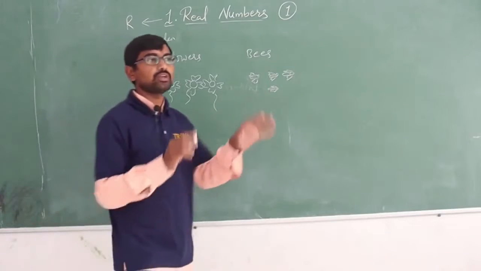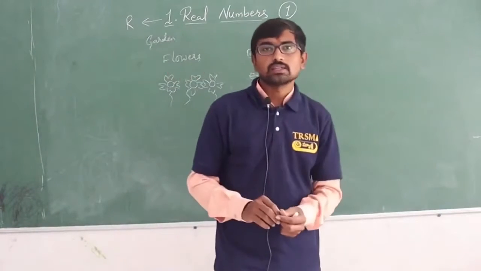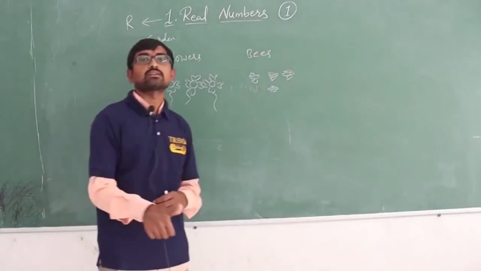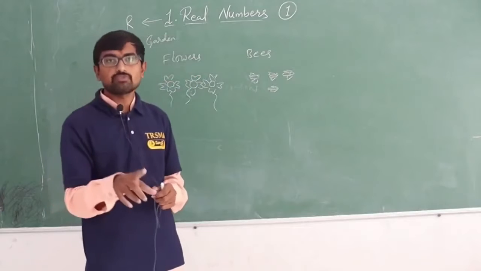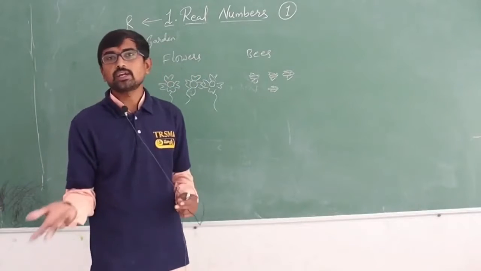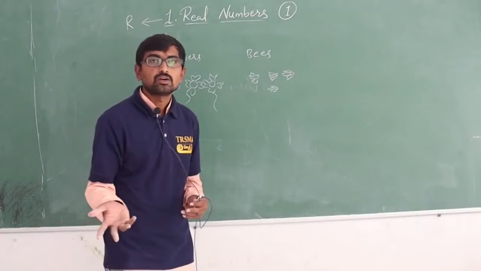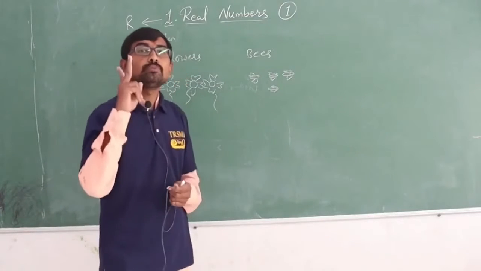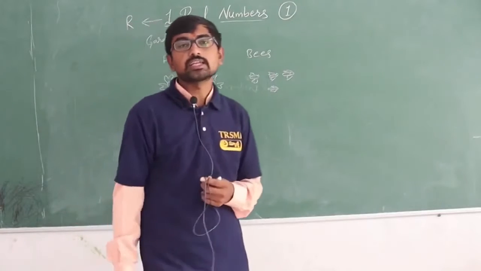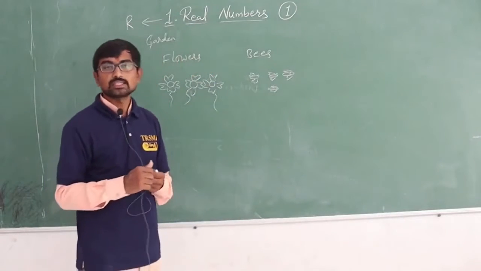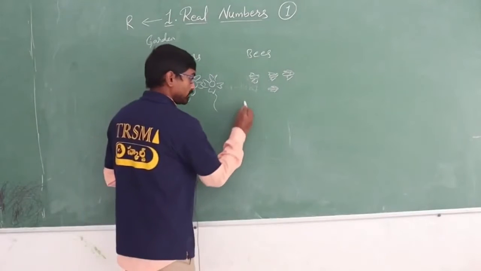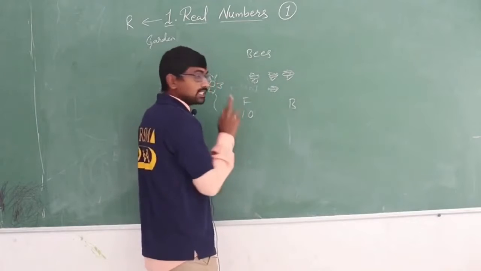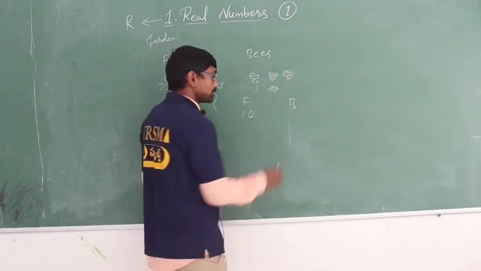So if I tell you there are 10 flowers in a garden and each flower has one bee, can you tell me the exact number of bees? Yes, we can. How? As we have 10 flowers, the number of bees will be 10 only. Now if 2 bees are sitting on one flower, then tell me the number of bees.